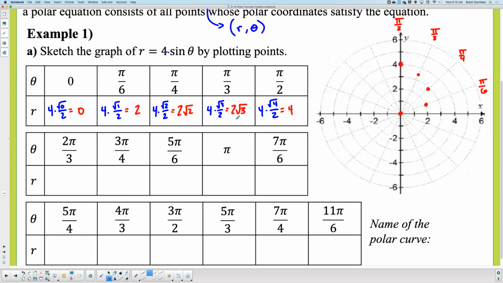Okay, so picking back up. Now, what happens to the sine function after it reaches its maximum here? It starts counting back down. So we could fill these in quicker. It'd be 4 times the square root of 3 over 2, 4 times the square root of 2 over 2, 4 times the square root of 1. How am I getting these values? I'm just following the pattern.